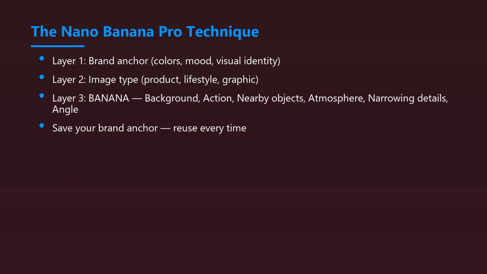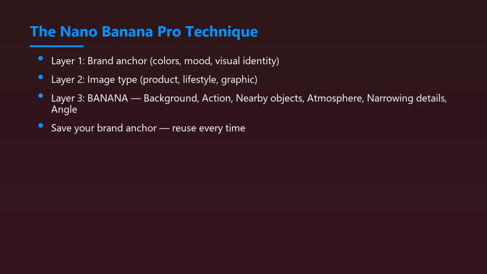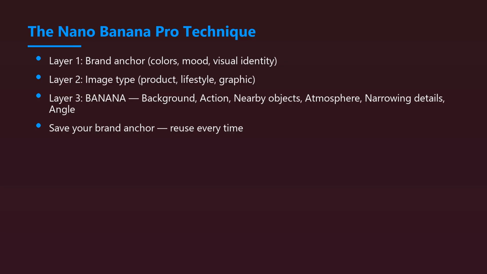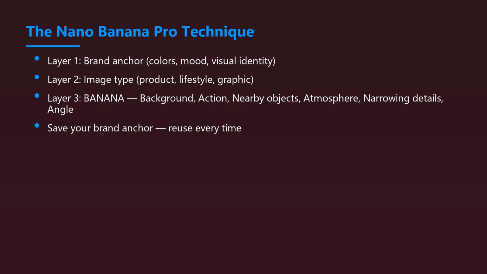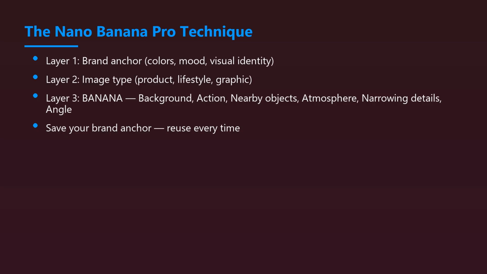First layer, your brand anchor. This is a short paragraph describing your brand's visual identity. Colors, mood, adjectives, the kind of photography your brand uses. Second layer, the image type you want. Third layer, the specific shot details. You write this brand anchor once, you save it, and you paste it at the start of every prompt. The result is that all your images start from the same visual identity instead of each one looking like it came from a different company.